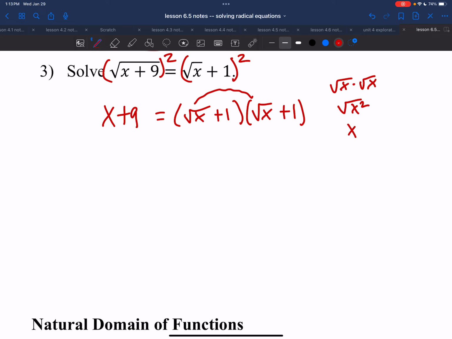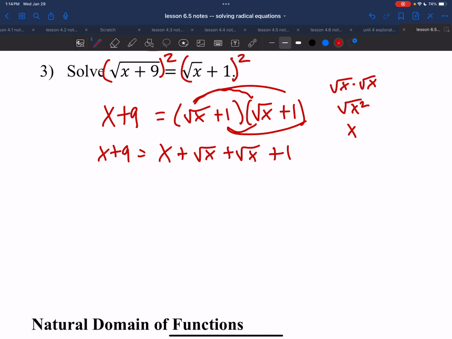Technically absolute value x, right? But whatever. We're going to say that that comes out to x. And then x times 1, that's root x. And then another 1 times root x, that's another root x. And then a 1 times 1 is a 1 right here.